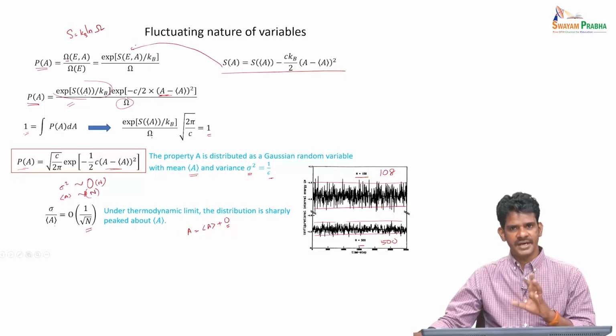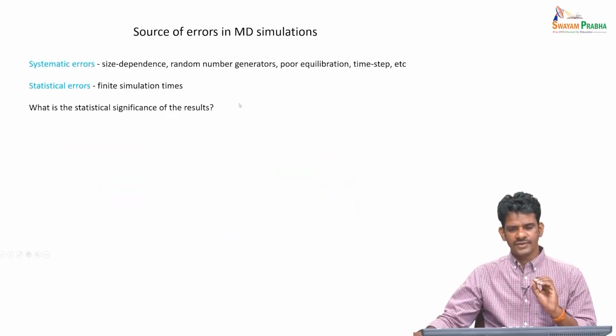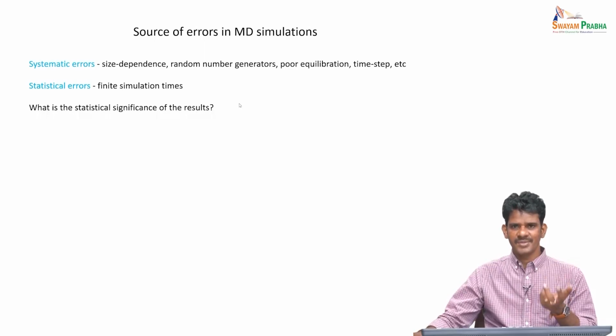We will keep this in mind, because later on when we discuss the meaning of the error bar, the meaning of the statistical error, we have to always think that the property that we measure has an error that is a Gaussian random variable. With that, we now ask, in MD simulation, what is the nature of the errors that come up? In principle, there are two kinds of error we talk about. One is a systematic error, the other one is a statistical error.